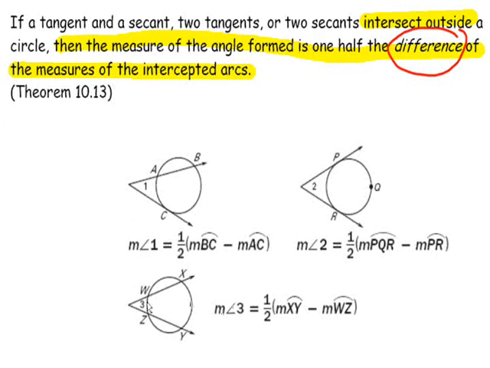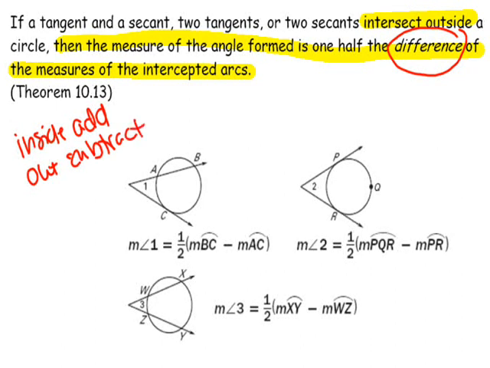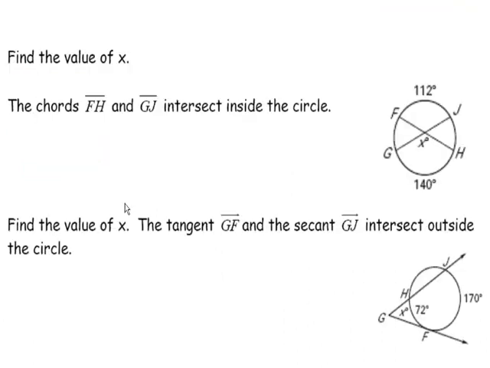Okay. And then finally, when I have two secants, the measure of angle 3 here is going to be 1/2 the bigger arc, XY, minus the smaller arc, WZ. So basically, inside, add, outside, subtract. All right, that's your little shorthand for remembering it. I think we're going to make a flip book of all this tomorrow anyway, so you'll get to do that then. All right, so let's use those theorems to solve some problems.